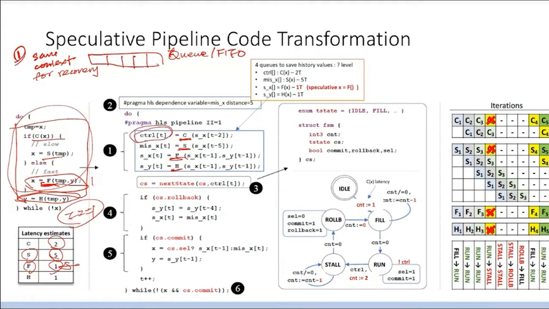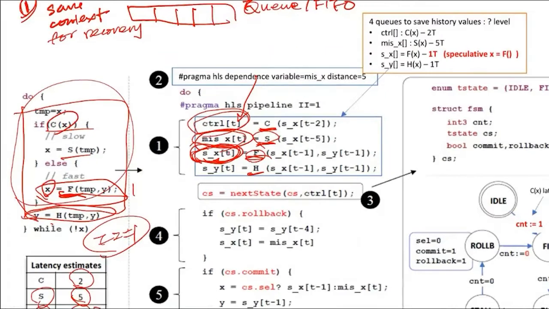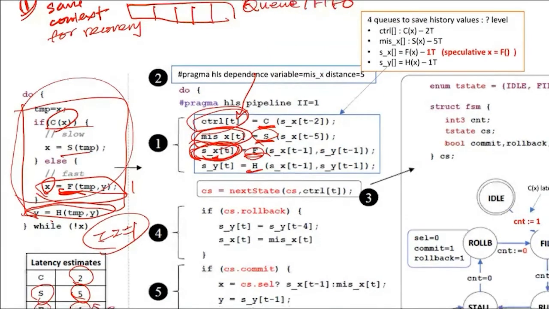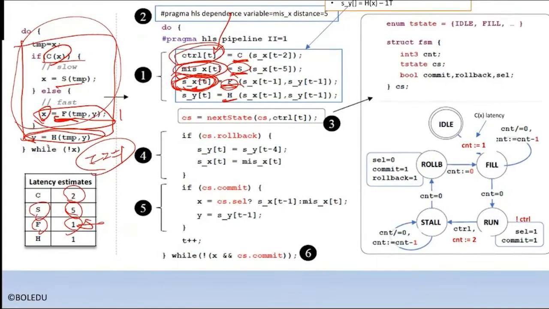Here this is an array, basically the FIFO. That's the FIFO for the C function, that's the miss speculate, that's the S function, and that's the F function. Basically you save the X from the fast path, because that's what you speculated by default. You save it in the queue.